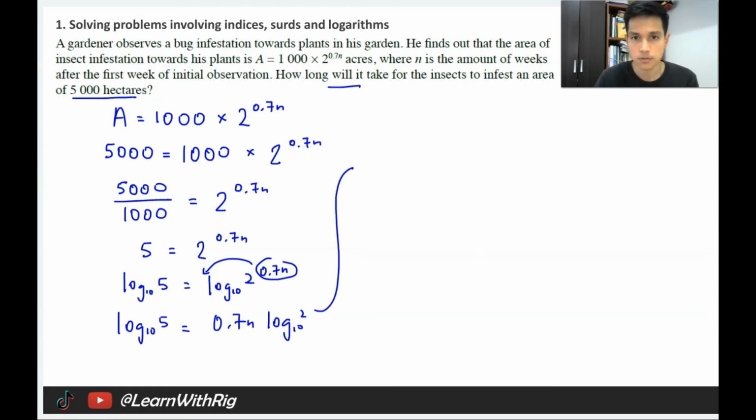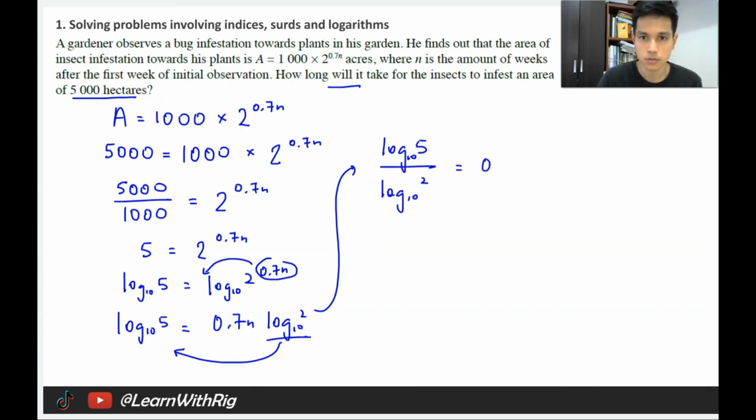Okay, so I'm going to continue here. You shift this to the opposite side. So you get log 5 base 10 over log 2 base 10 equals 0.7n. When you type this in your calculator, actually you don't have to shift just one, you can shift both. In fact, you can shift even the 0.7. So here you are left with n.